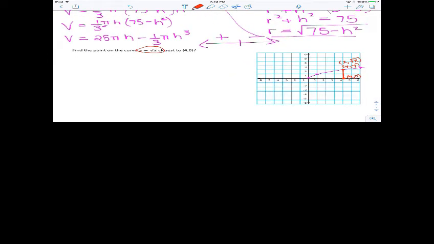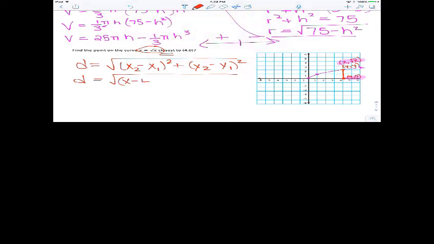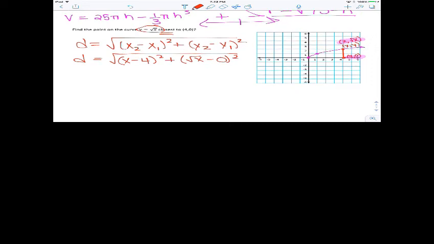What are we trying to optimize? Well, we are trying to find the closest point. So what we are trying to optimize is distance, and that is the square root of (x2 minus x1) squared plus (y2 minus y1) squared. And so distance is the square root. Let's sub in our points, which would be this and that. So distance is the square root of (x minus 4) squared plus (radical x minus 0) squared. And so that's what you're trying to optimize.